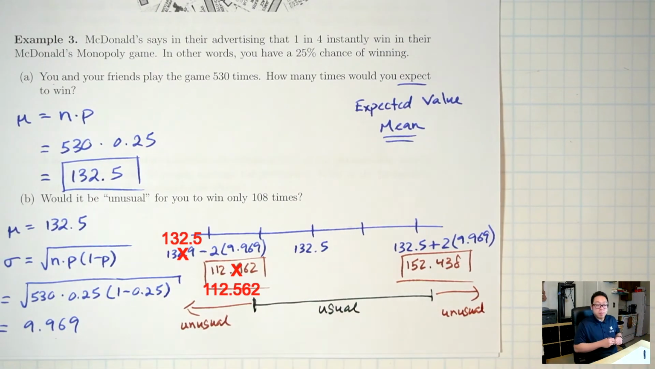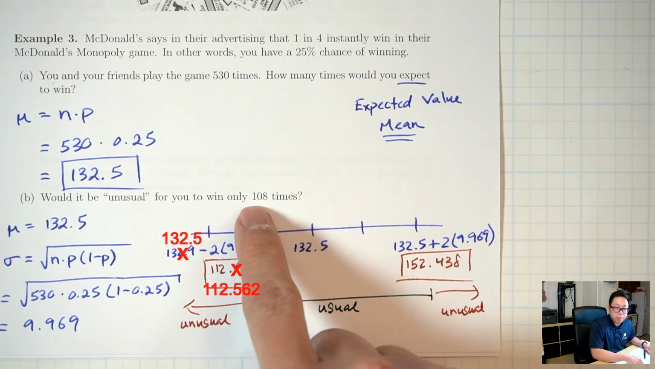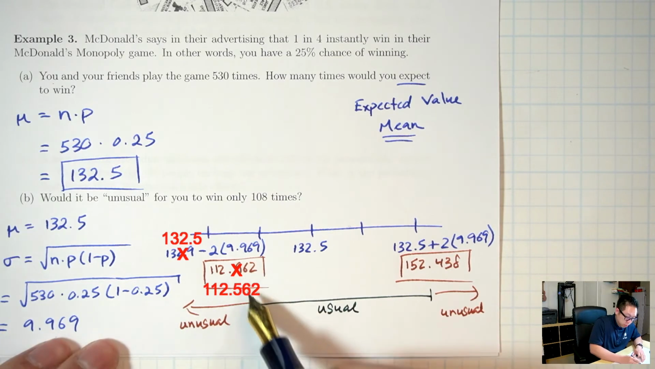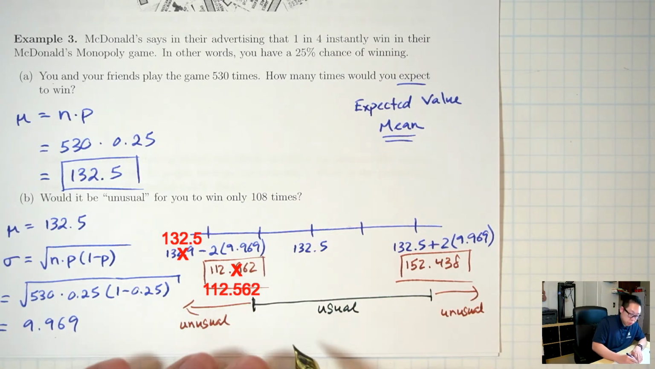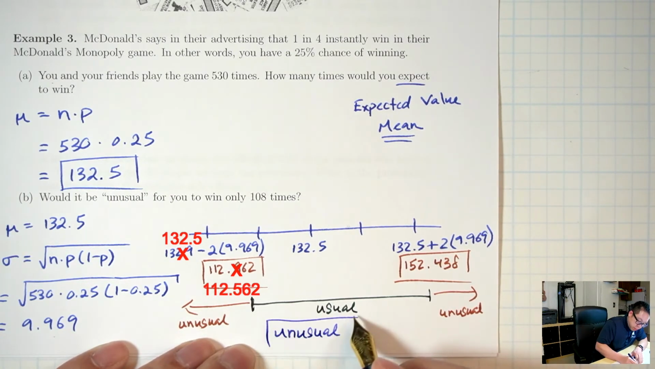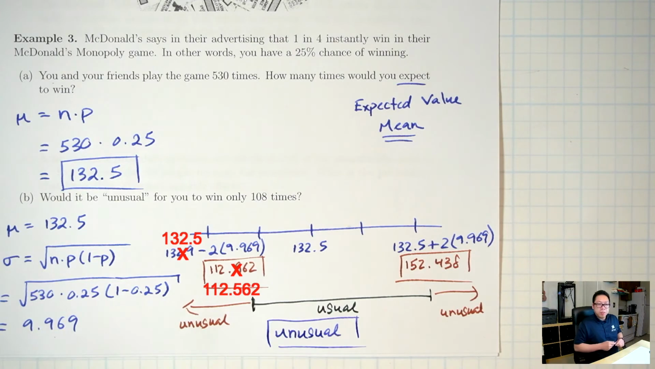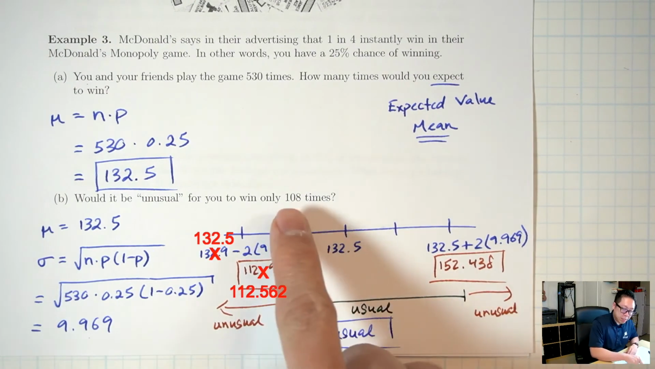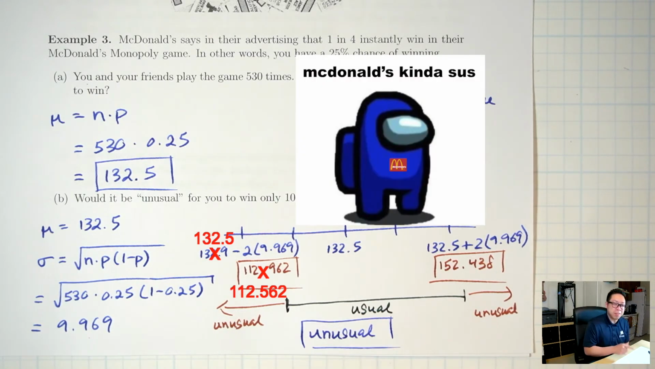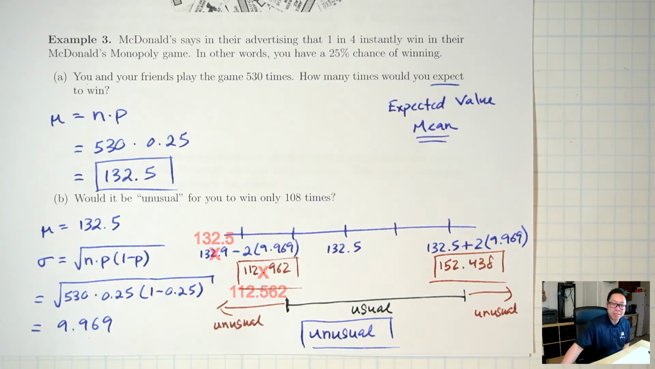Okay, so the question is, where's 108? Is 108 in the usual zone or in the unusual zone? 108, here's 112. So 108 should be to the left. So now we'll put it in the unusual zone. So no McDonald's. Winning 108 times is not normal. It's actually unusual. So there's something suspicious going on. McDonald's is acting kind of shady.